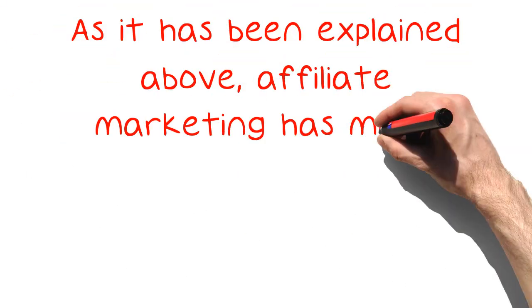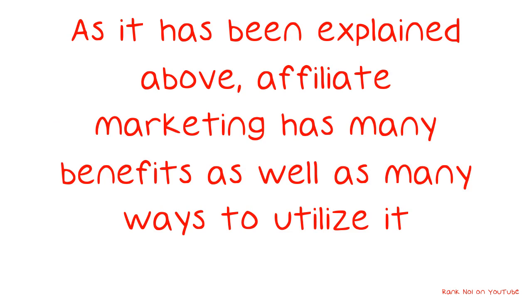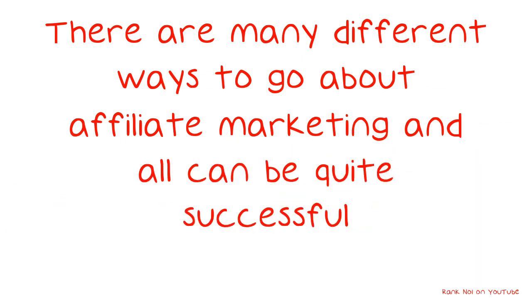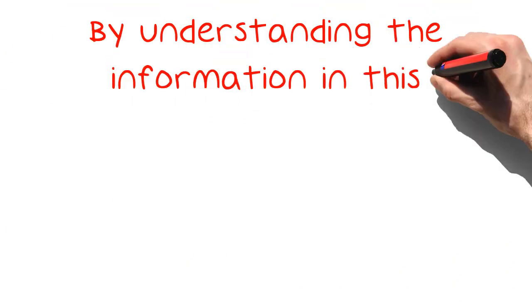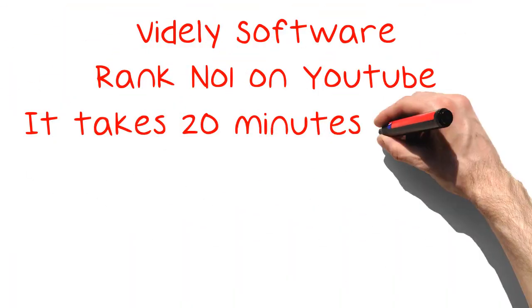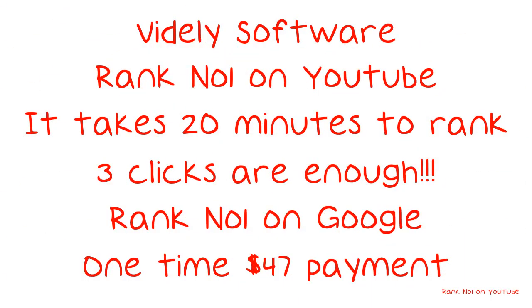As it has been explained above, affiliate marketing has many benefits as well as many ways to utilize it. There are many different ways to go about affiliate marketing and all can be quite successful. By understanding the information in this video, you can decide how affiliate marketing can work for your business. Now that you have been told the basics of affiliate marketing, the next thing is to join an affiliate marketing program. Traffic is the lifeblood of affiliate marketing.